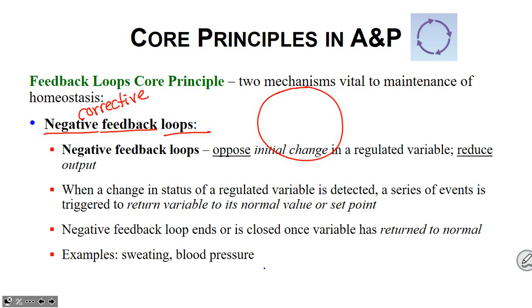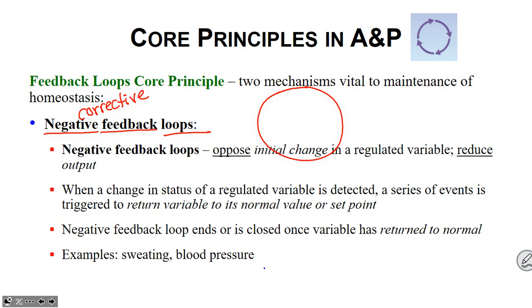You're too hot. We need to sweat and cool off. Negative feedback: correct the temperature imbalance. You're too cold, we start to shiver. I need you to shiver until you get back and correct and warm up. Negative feedback is about opposing whatever change is happening and getting us back to one of our set points.